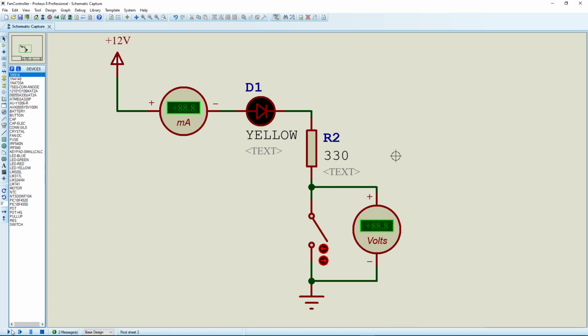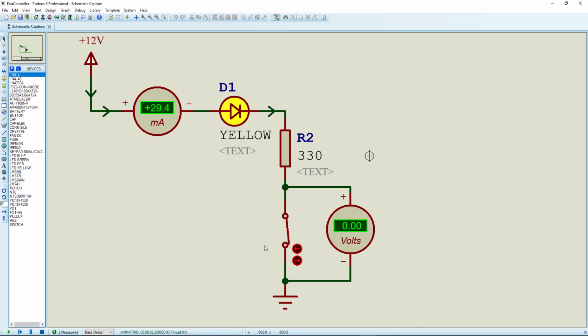Right now, if I turn this circuit on, you can see that the LED is not turning on. The LED is off, the switch is open, but the voltmeter is showing the full supply voltage across the switch. Why? Because the switch is open. That's an ideal switch. As soon as the switch is turned on, I've got 29.4 milliamps of current flowing into the circuit. The LED is on, and the voltage across the switch is now 0.